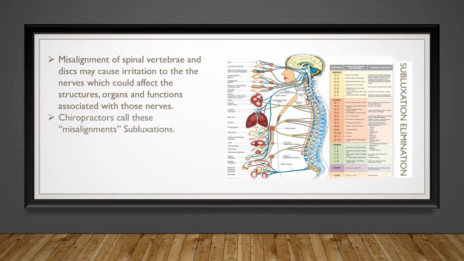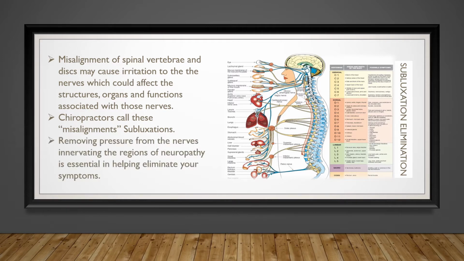Chiropractors call these misalignments that put pressure on the nerves and decrease energy from the brain to the body and the body to the brain, subluxations. Removing pressure from the nerves innervating the regions of neuropathy is essential in helping eliminate your symptoms.